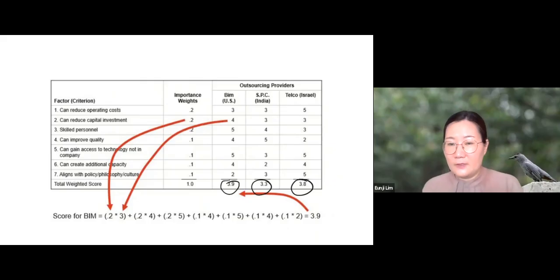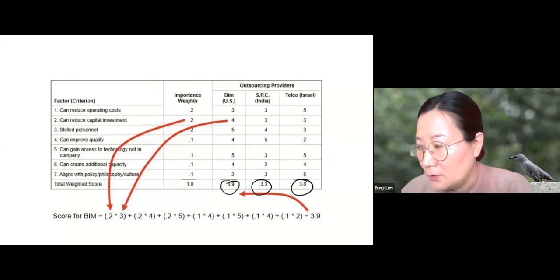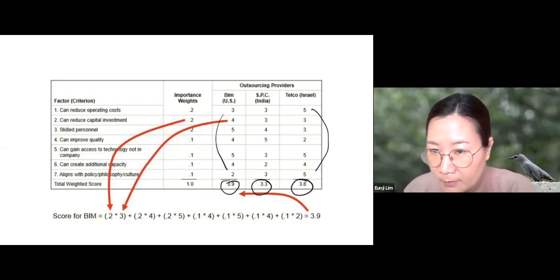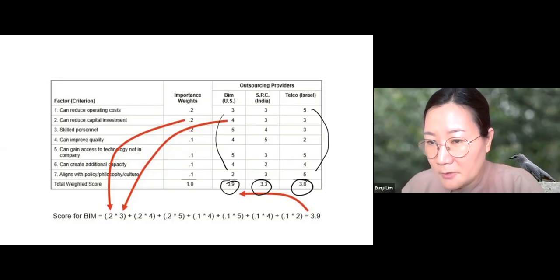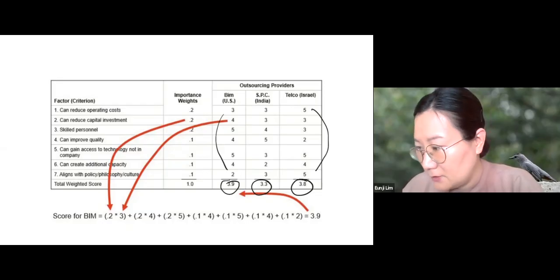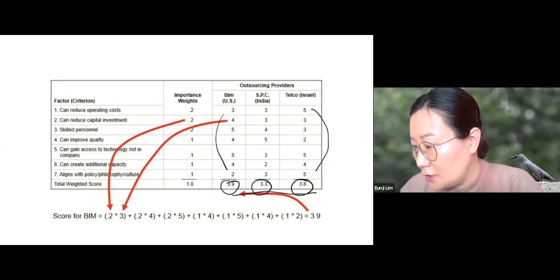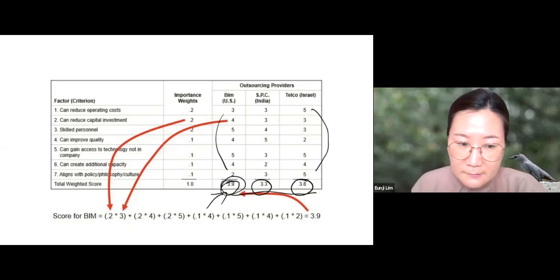Once you have these, which one should they pick? Should they pick the highest value or the lowest value? To answer this, you need to look at these ratings and see what they represent. Does a higher value indicate better performance? Yes, right? So that means the higher score indicates better performance. So you need to choose the one with the highest score, which is the one in the United States.